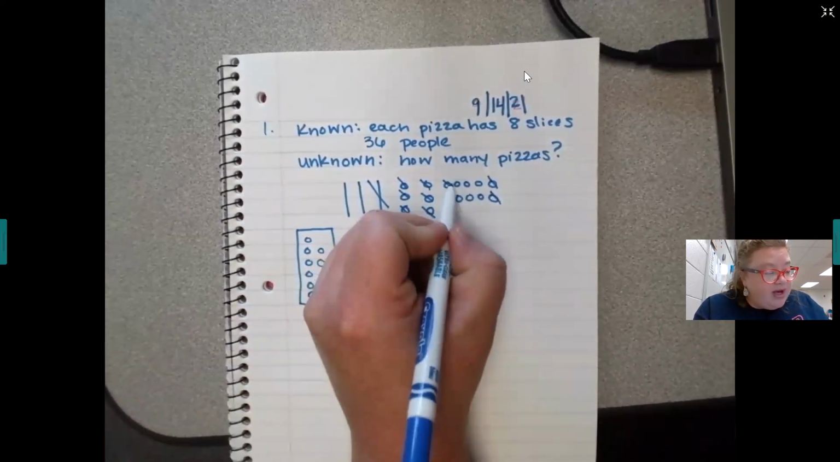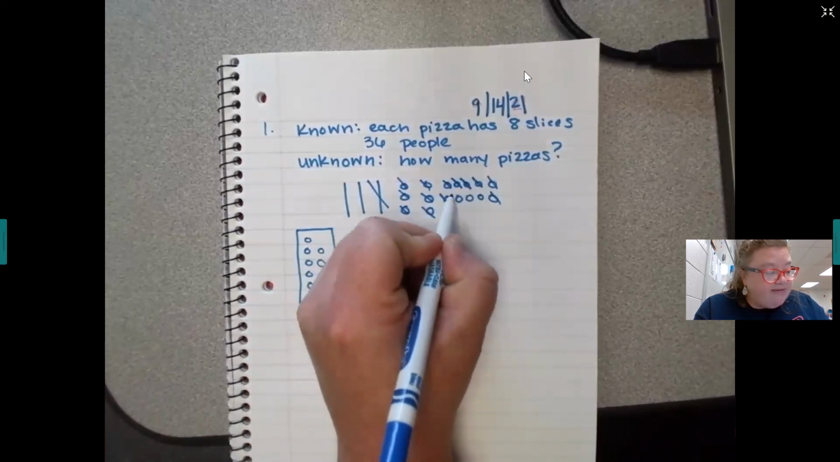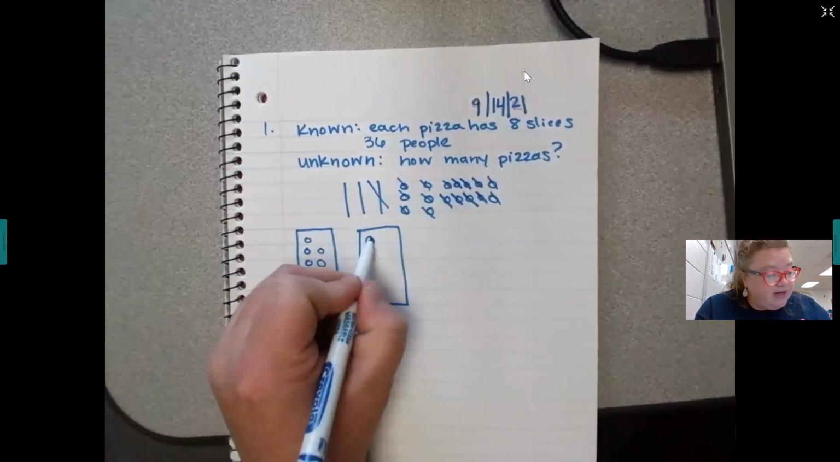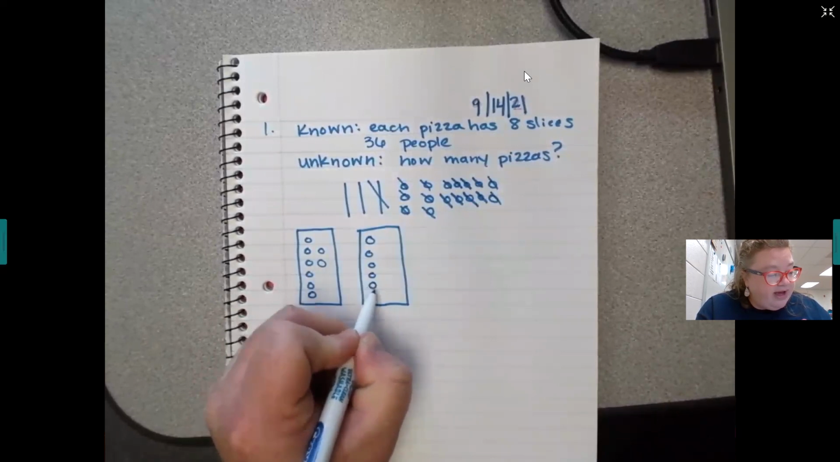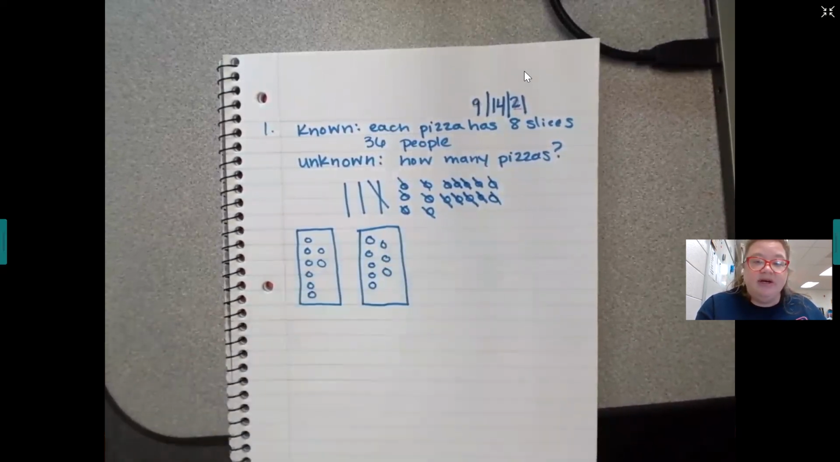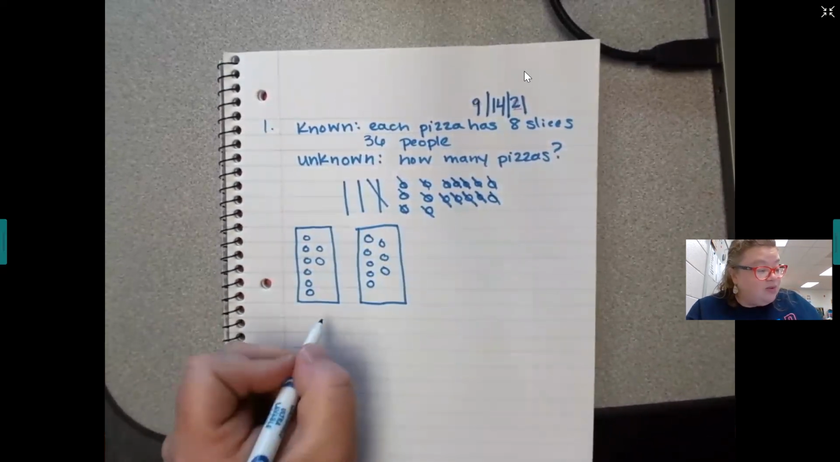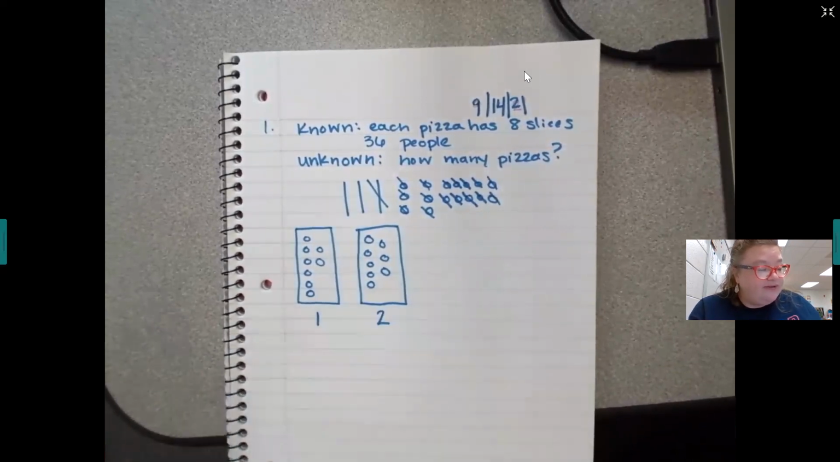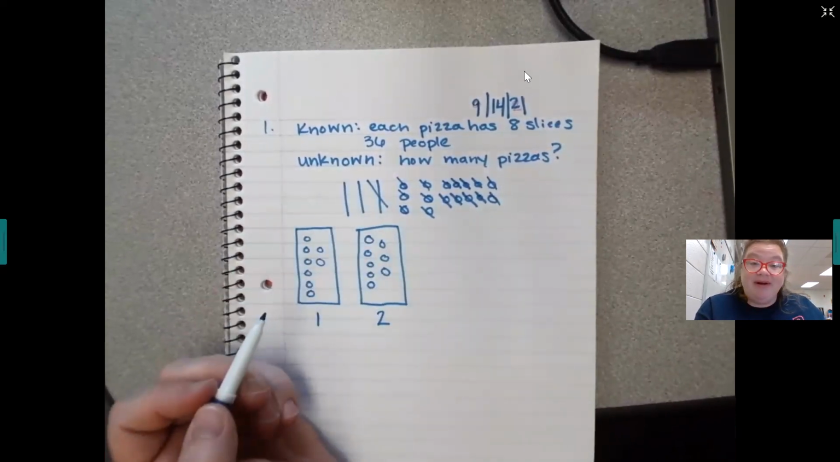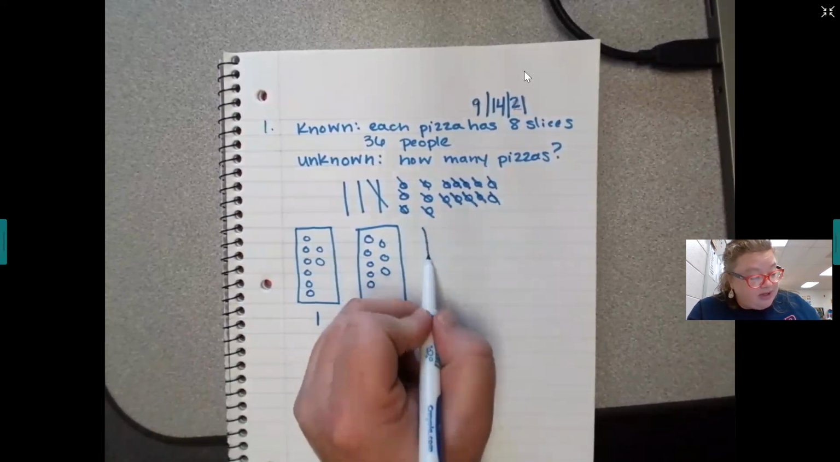So if I look, 1, 2, 3, 4, 5, 6, 7, 8. Oh, that's perfect. Okay, so that's a second pizza. So this is one pizza. This is 2 pizzas. I still have people up here, so I need to order more. So I'm going to draw one more.